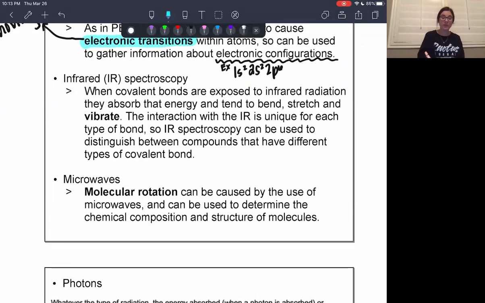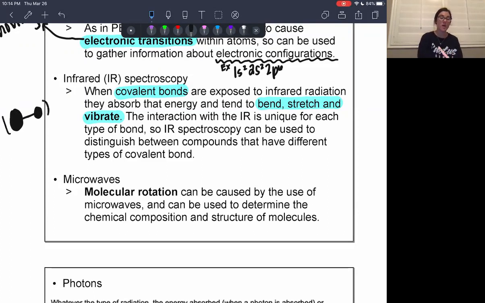is going to really cause a change in the covalent bonds. So when those covalent bonds are exposed to energy or photons, they're going to bend, stretch, and most importantly, vibrate. So think about a ball and stick model of a molecule. What I mean by ball and stick is you've got one atom connected to another atom with this stick, and each atom is represented as a ball. This bond is a covalent bond that can bend, stretch, and vibrate.